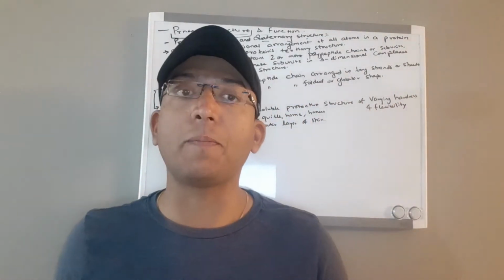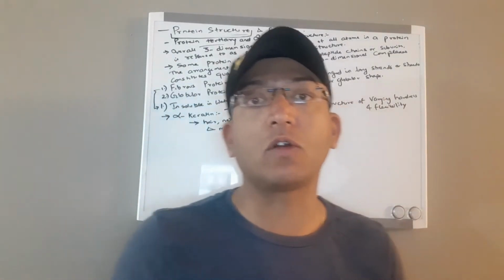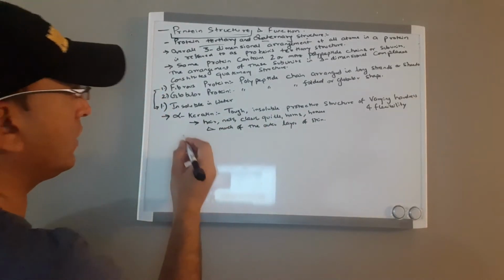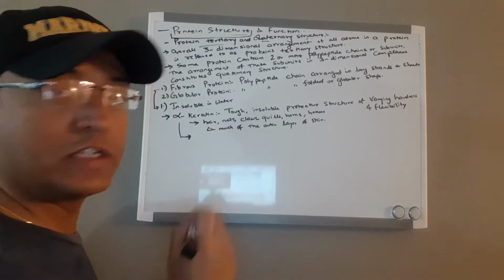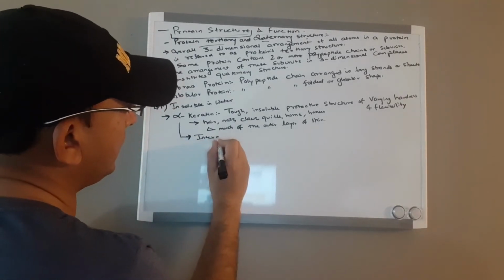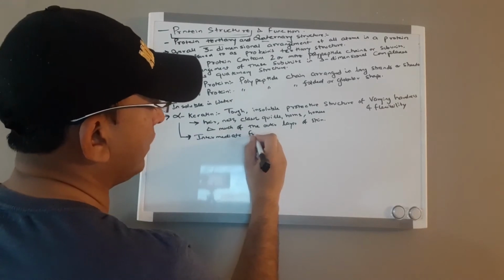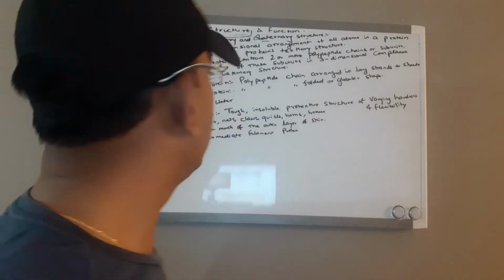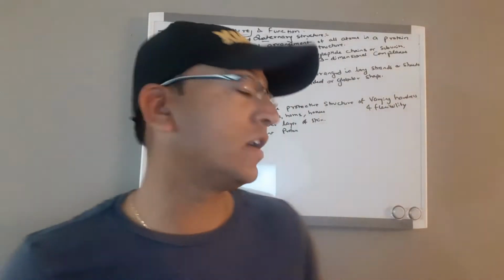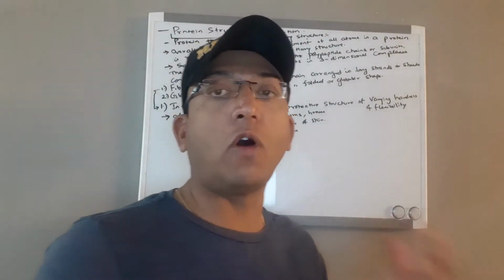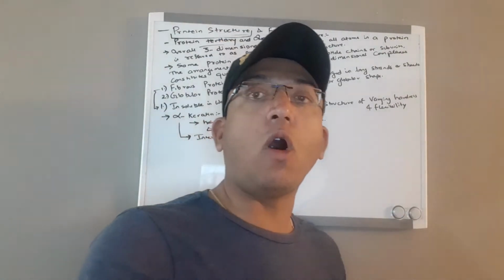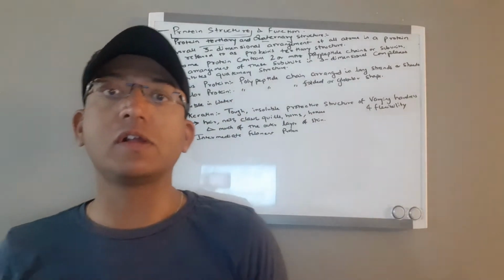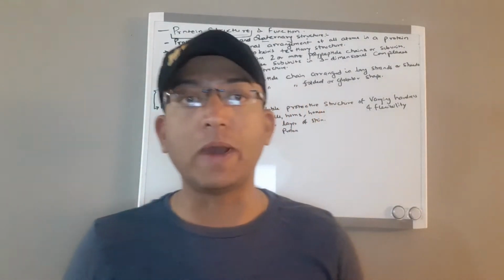So alpha keratins are part of a broader family of proteins called intermediate filament proteins. That's the family where alpha keratin belongs. Other intermediate filament proteins are found in the cytoskeleton of animal cells, and all intermediate filament proteins have a structural function and share the structural features exemplified by the alpha keratins.